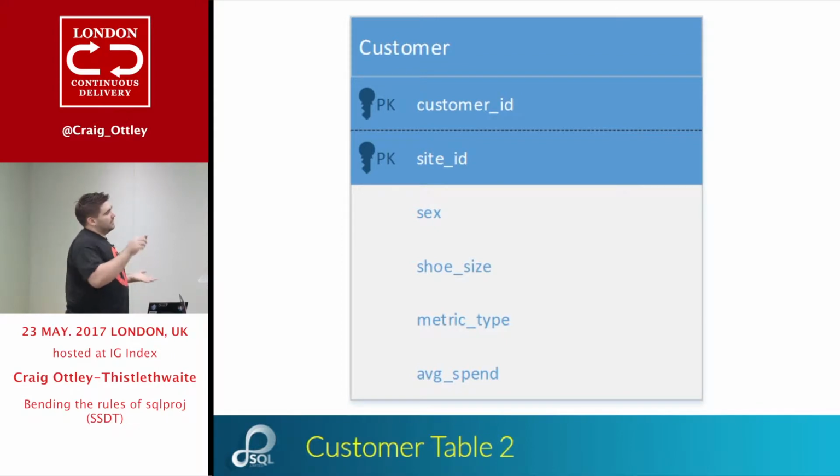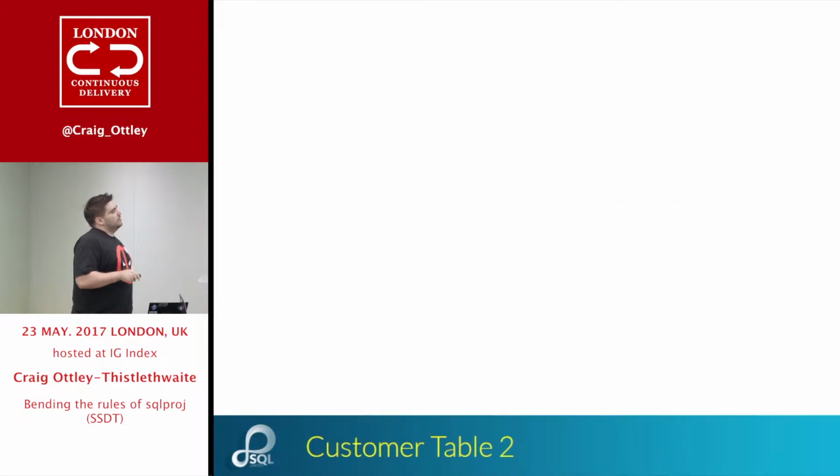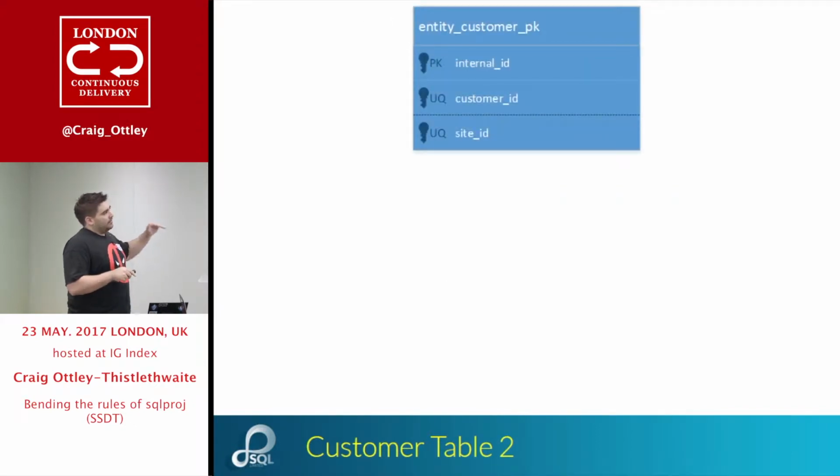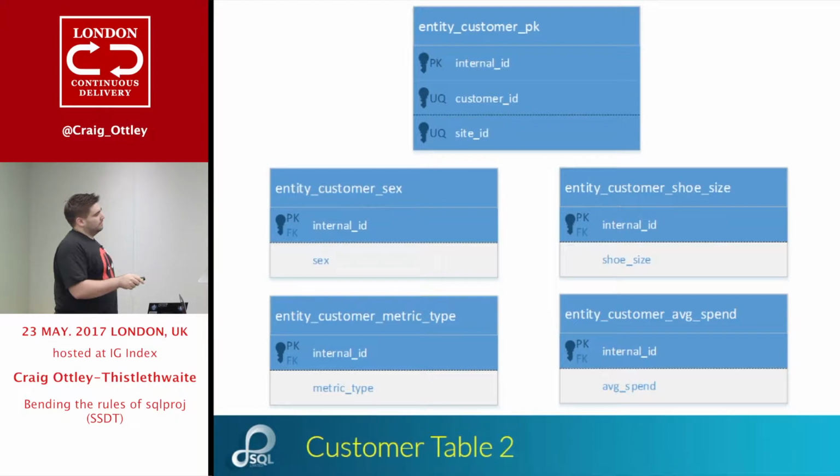This is a different customer. They have two unique keys. They have two columns as their primary key. We do the same thing. We'd create an internal ID, and then we'd split it.